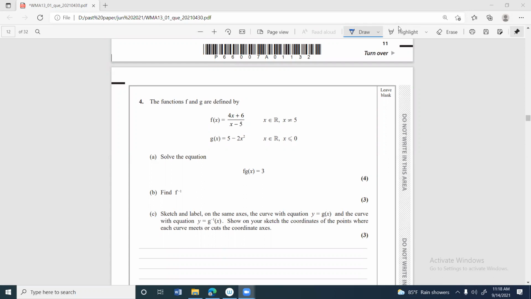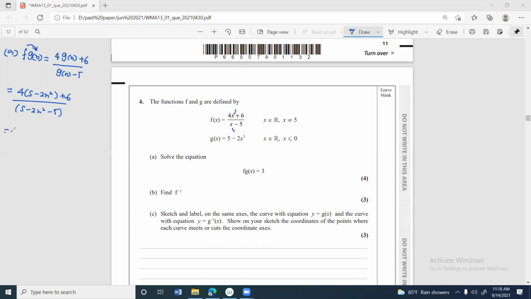Initially, we need to find the value of fgx. What do you mean by fgx? In the function fx, x should be replaced with gx. That means everywhere x appears should be replaced with gx. That is what fgx means: 4gx plus 6 divided by gx minus 5. So I will replace this: 4 times of gx, which is 5 minus 2x squared, plus 6, divided by 5 minus 2x squared minus 5.